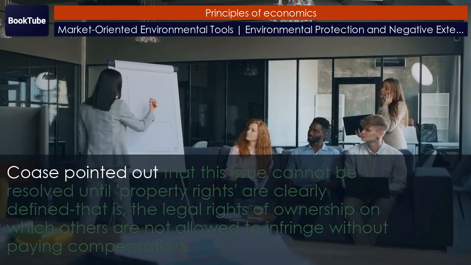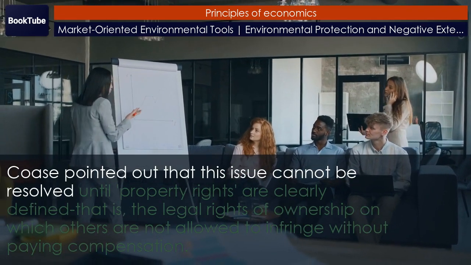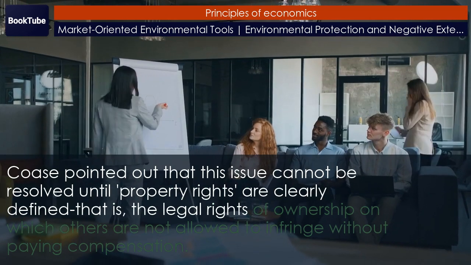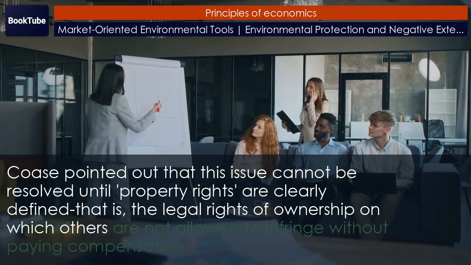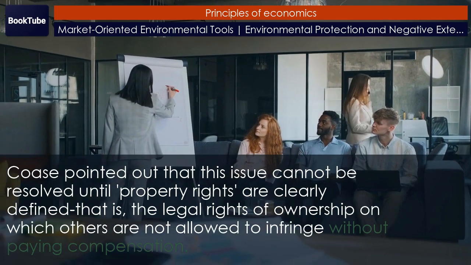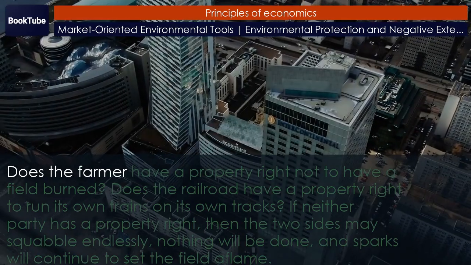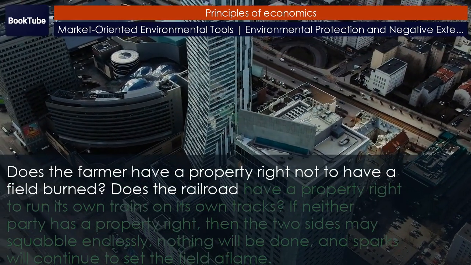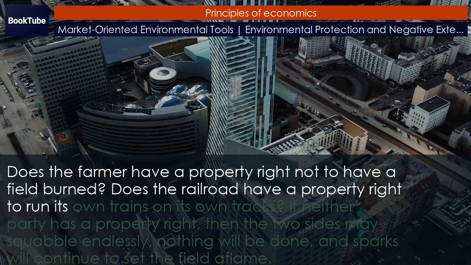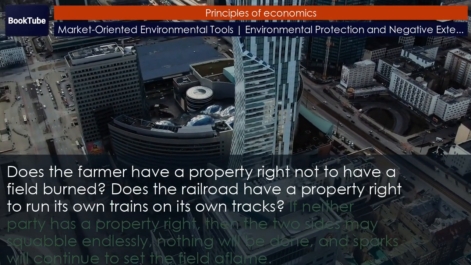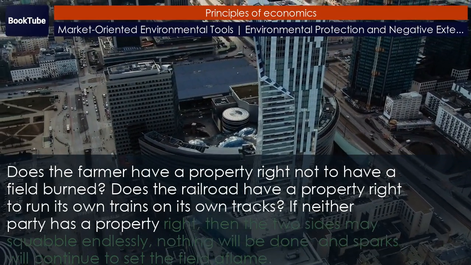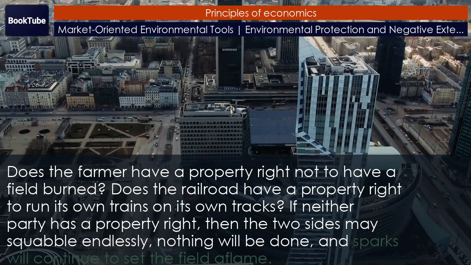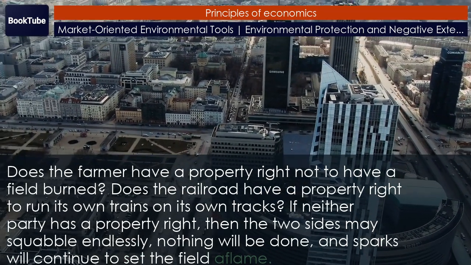Coase pointed out that this issue cannot be resolved until property rights are clearly defined, that is, the legal rights of ownership on which others are not allowed to infringe without paying compensation. Does the farmer have a property right not to have a field burned? Does the railroad have a property right to run its own trains on its own tracks? If neither party has a property right, then the two sides may squabble endlessly. Nothing will be done, and sparks will continue to set the field aflame.